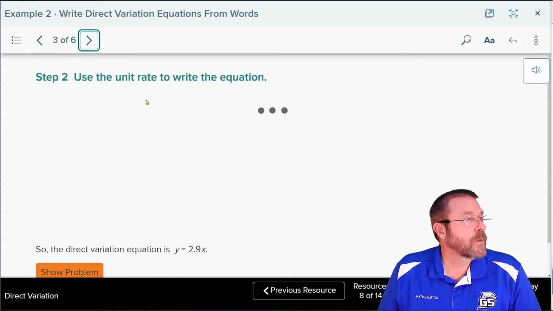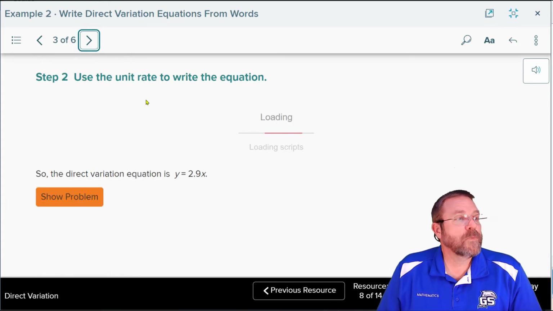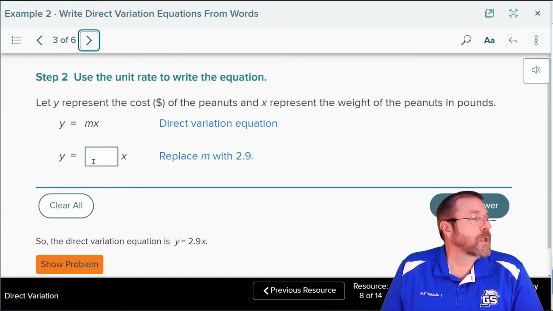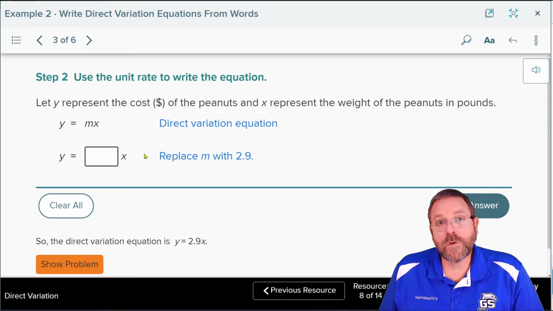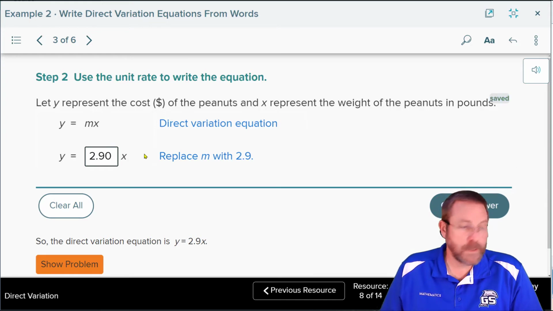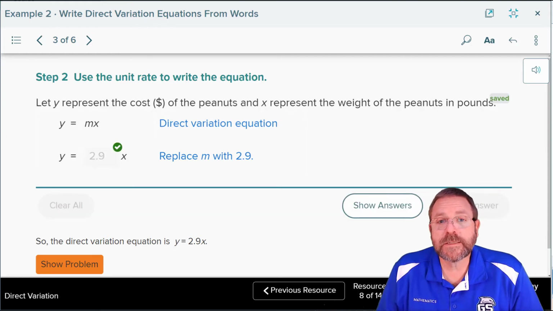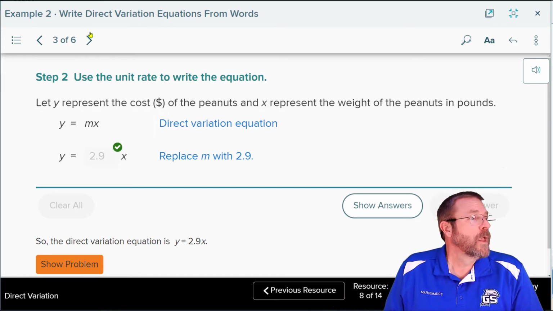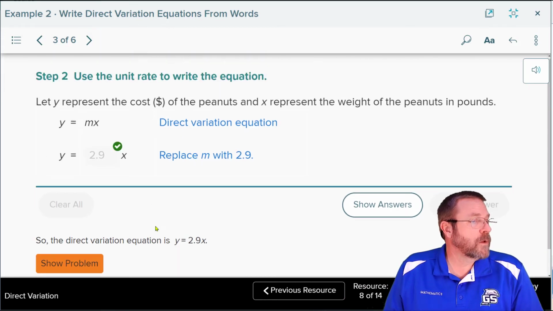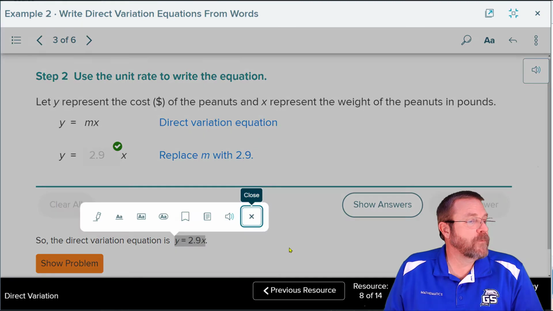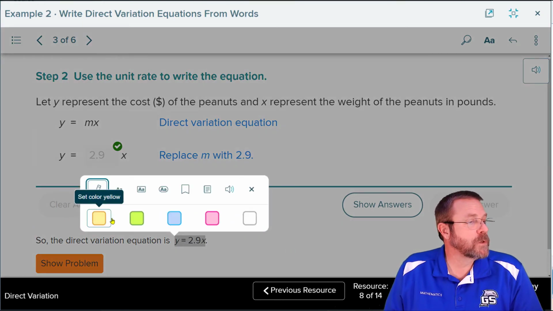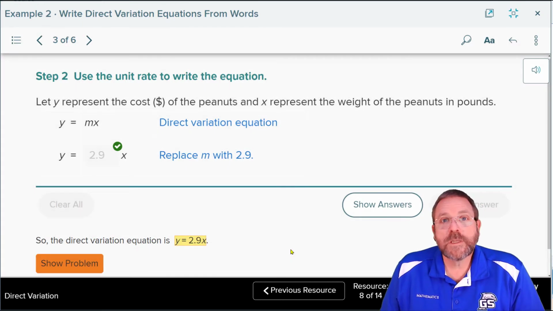From there, if we go to step 2, that says write the unit rate of the equation, so we can just say that it's $2.90 for 1. That just means y is equal to 2.9 times x, and it says that answer is good as well. Move on down here, and of course you can see that's what they gave us for the direct variation equation: y equals 2.9x.